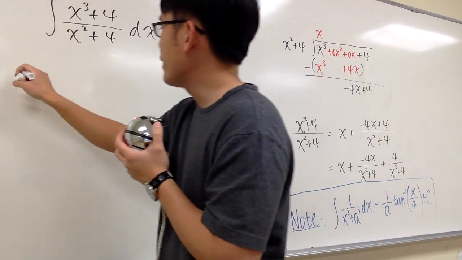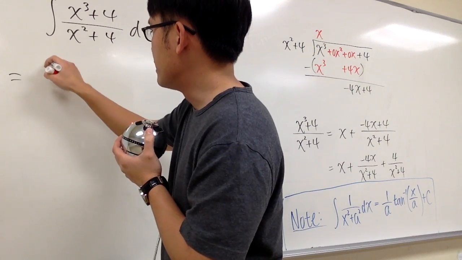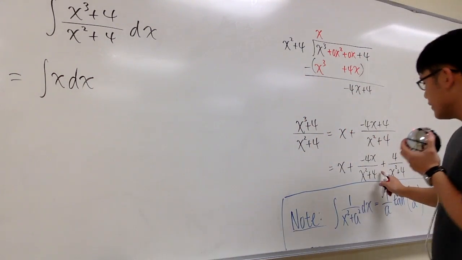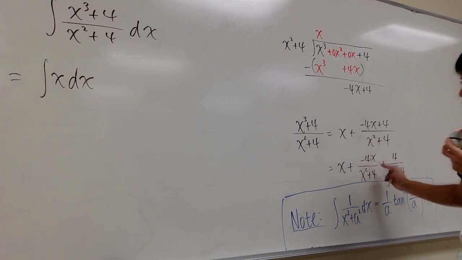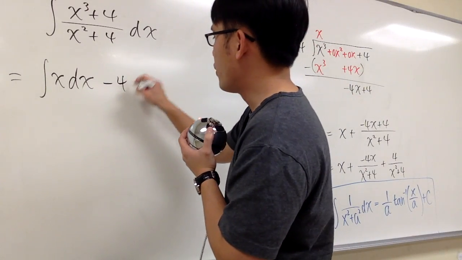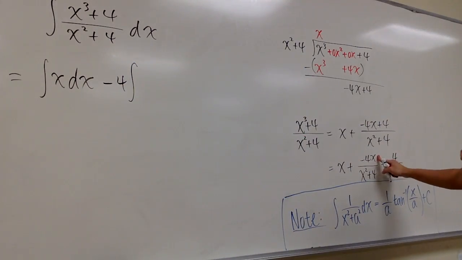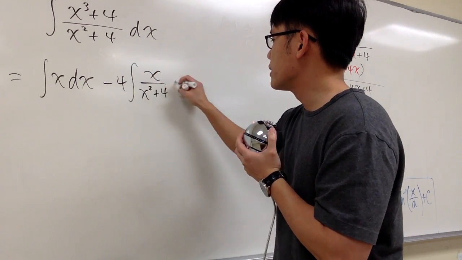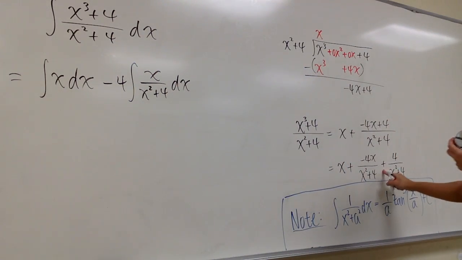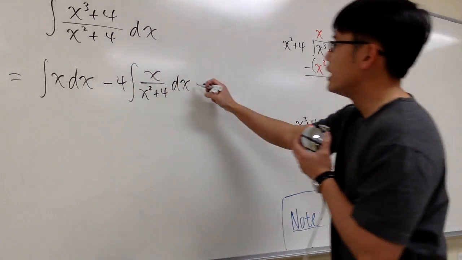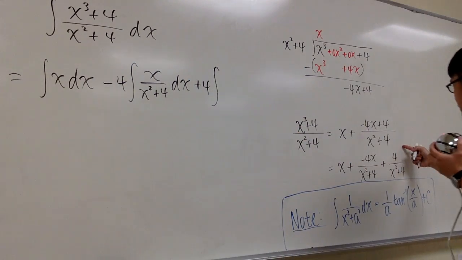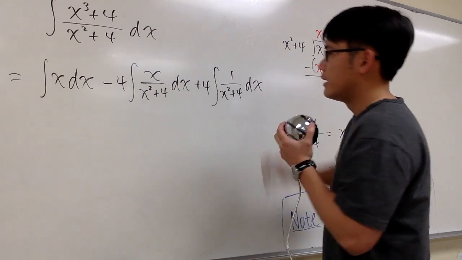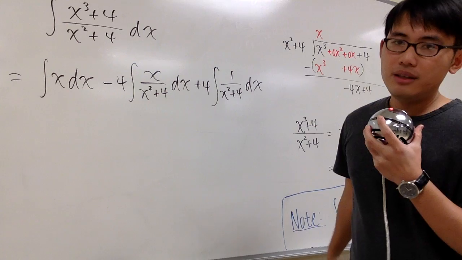That's the strategy. So this is the same as doing the integral of x dx. For the next one, we have a negative 4, so let's take that out. We have negative 4 times the integral of x over x squared plus 4, since the function part stays the same. Last one, we have plus 4, and that's a number, so I can take that outside. Plus 4 times the integral of 1 over x squared plus 4. And then each of these is pretty easy to integrate.